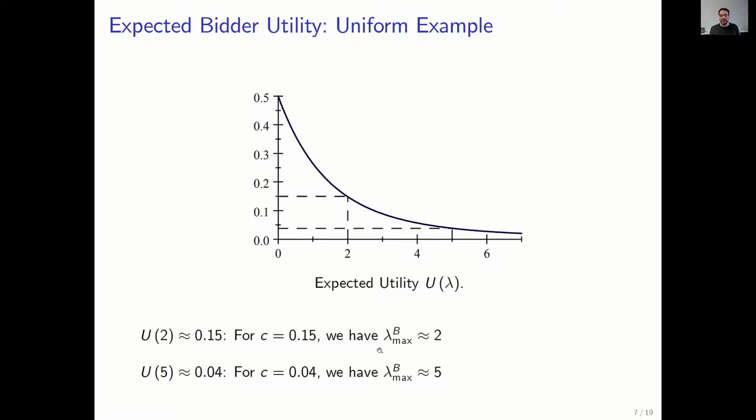And of course, if the entry cost is smaller, so if the entry cost is 0.04 in this case, lambda V max will increase to 5. So the lower the entry cost, the higher lambda V max. So that's the entry stage. So we've solved the entry stage. Now let's go back to the recruitment stage, if there is no question.